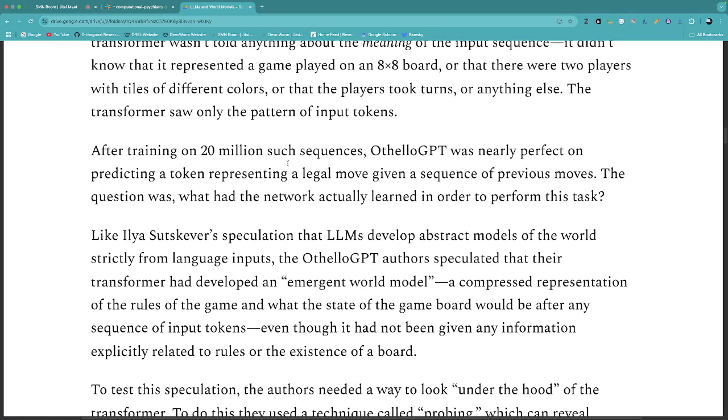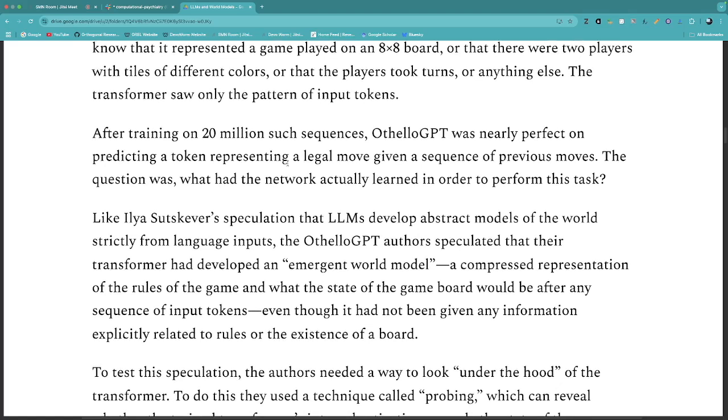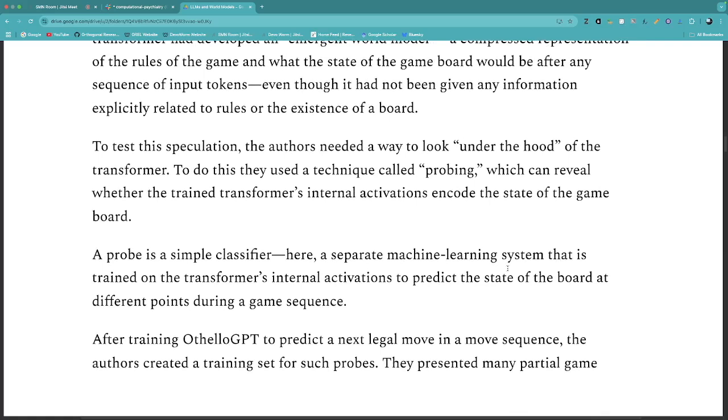So after training on this 20 million sequence dataset, OthelloGPT was nearly perfect on predicting a token representing a legal move given a sequence of previous moves. The question was, what had the network actually learned in order to perform this task? So there was some speculation here that the transformer had developed an emergent world model, or this compressed representation of the rules of the game, and what the state of the game board would be after any sequence of input tokens. To test the speculation, the authors needed a way to look under the hood of the transformer.